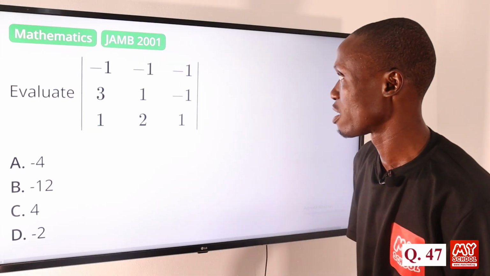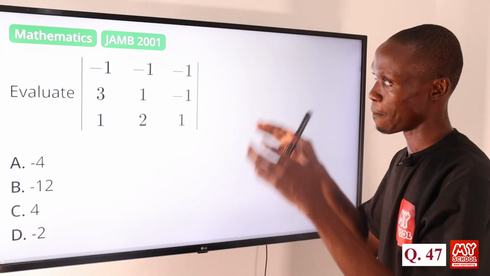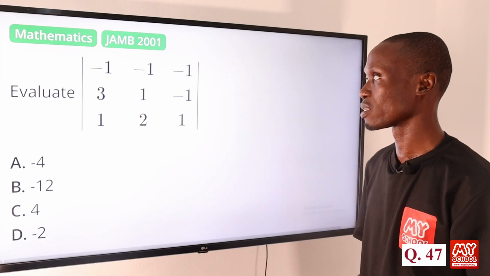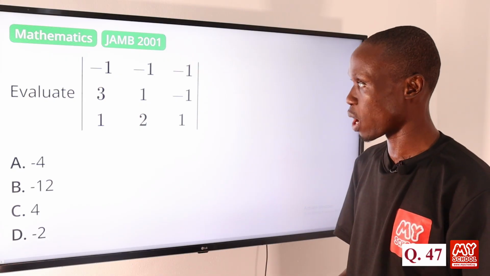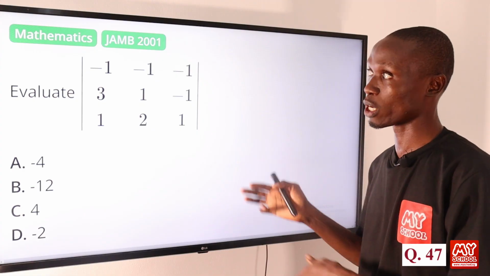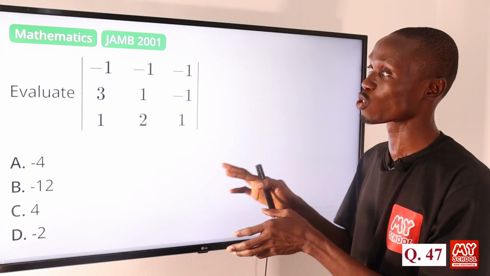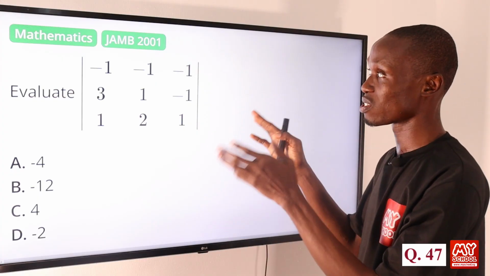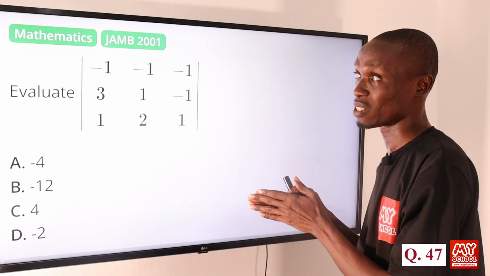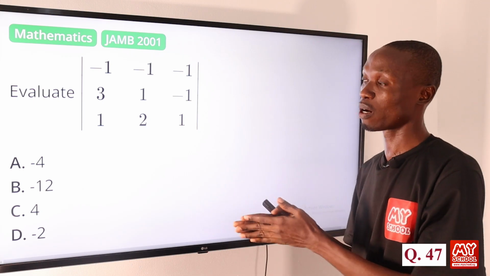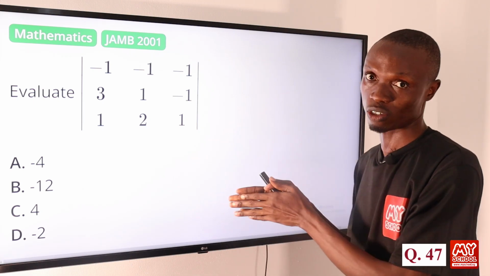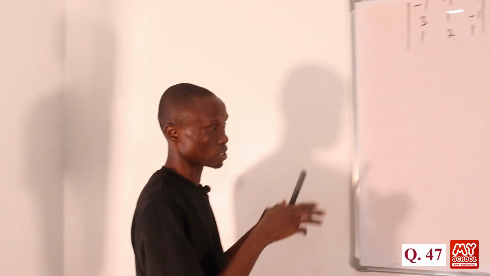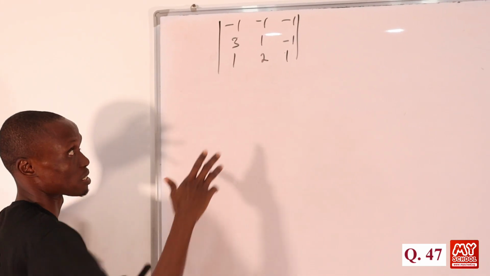Question 47. Evaluate the determinant of the matrix with rows minus 1, minus 1, minus 1; 3, 1, minus 1; 1, 2, and 1. Okay, so this is a matrix and we are asked to evaluate what we have inside the straight line brackets. Whenever you see straight line brackets, what it means is that you should look for the determinant of the matrix. So let's move over to the board to calculate the determinant of the given matrix. This is the matrix that is given to us.